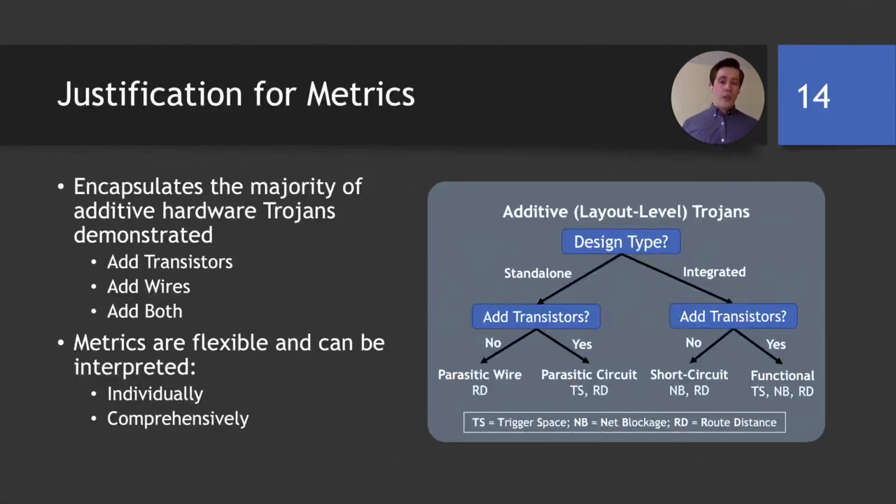We choose to implement the three metrics of trigger space, net blockage, and route distance as they encapsulate a majority of additive Trojans demonstrated in the literature, including those that only add transistors or only wires, and those that add both. Additionally, ICAS metrics are flexible and can be interpreted individually or comprehensively depending on the Trojans a designer cares about. While we hope our metrics serve as a comprehensive starting point for quantifying IC layout security, we recognize that these metrics are far from complete, which is why we design ICAS to be extensible, enabling users to develop their own metrics as they expand the set of Trojans they care about.